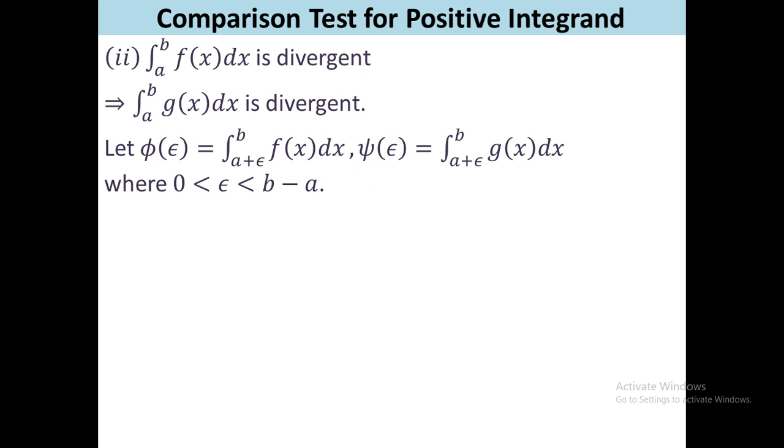Since the integral of f(x) is divergent, that means the limit of phi of epsilon does not exist as epsilon tends to 0. Phi of epsilon must diverge, otherwise it will converge. You know that when f(x) was convergent, then this will tend to a finite limit because phi of epsilon is a monotone decreasing function.